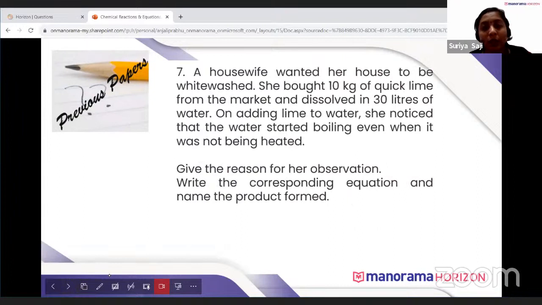So next question is, a housewife wanted her house to be whitewashed. She brought 10 kilogram of quicklime from the market and dissolved in 30 liters.